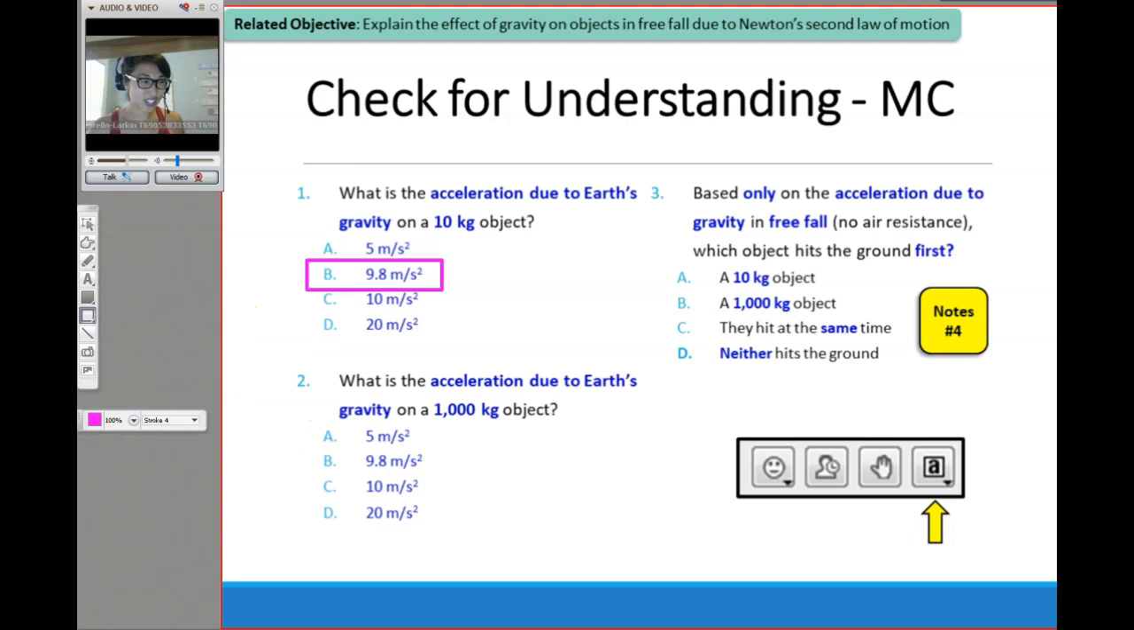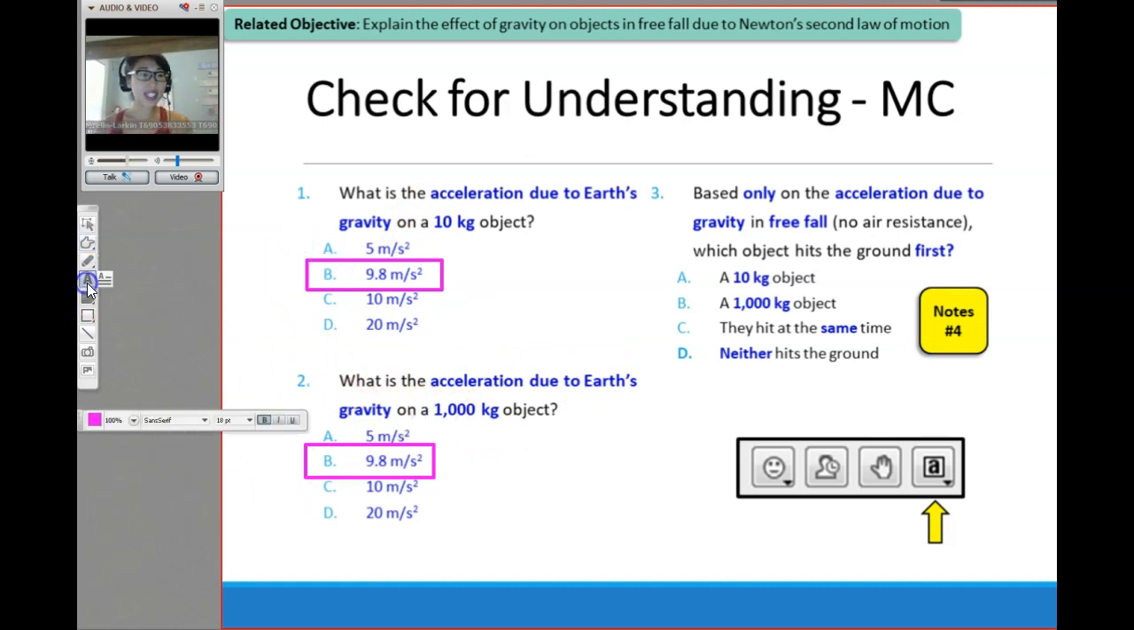Got about 4 of you. Keep going, work together. You can see your classmates' answers. Think about, do you think they're correct? Do you think they're incorrect? All right, I do see most of you are saying letter B again, and that is correct. No matter what, the acceleration due to gravity on Earth is due to the Earth, right? So the acceleration due to gravity on a 10-kilogram or a 1,000-kilogram object is actually identical, the same acceleration.